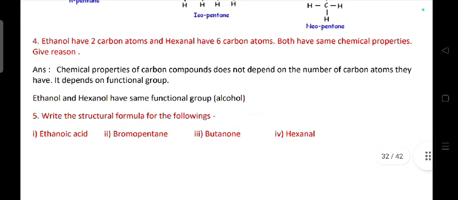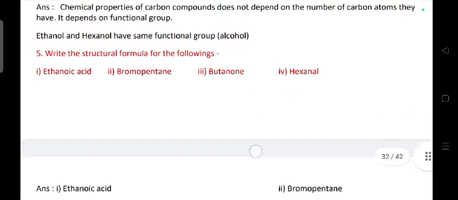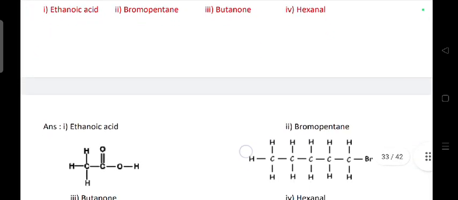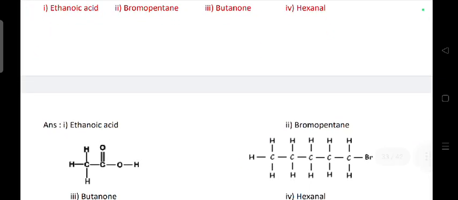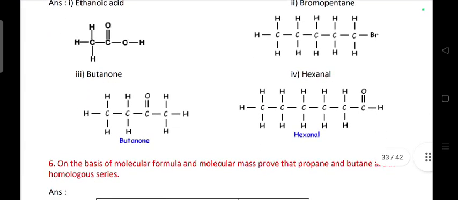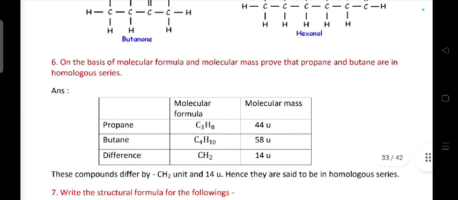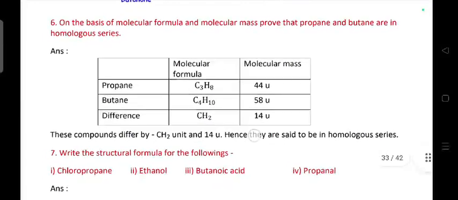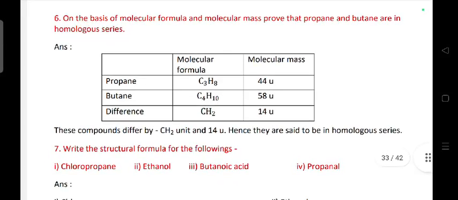Ethanol has 2 carbon atoms and hexanol has 6 carbon atoms. Both have the same chemical properties. Give reason. Write the structural formula for the following: ethanoic acid, bromopentane, butanol and hexanol. Next one, on the basis of molecular formula and molecular mass, prove that propane and butane are in the same homologous series.